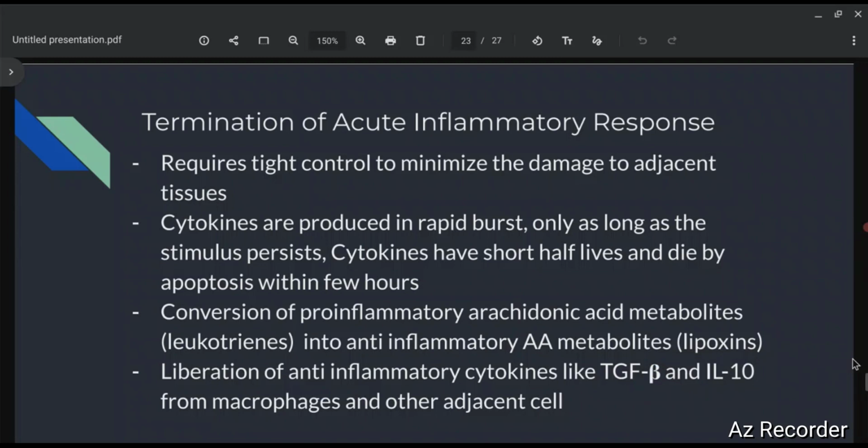So to start the discussion, I would like to ask you a question. Why do we want to terminate the acute inflammatory response? The answer is, with eliminating or eradicating the offending agent, your leukocytes damage your adjacent tissues as well. We want to have tight control over the acute inflammation to minimize the damage to adjacent tissues. Okay, so what are the methods we have in our body?